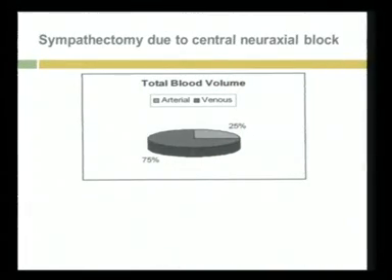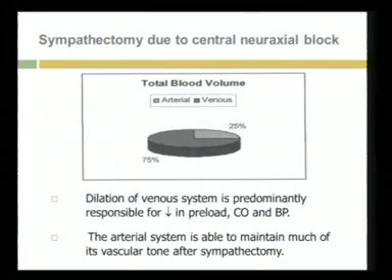Now, the second thought which was provoked was that, as we know, 75% of blood is on the venous side and 25% is on the arterial side. It was proposed that it is the dilation of the venous system predominantly, leading to decreased preload and cardiac output, thereby reducing BP after the central neuraxial block. And it was proposed that the arterial system is able to maintain much of its vascular tone despite sympathectomy, because it has a more aggressive local reflex system, and perhaps it is not responsible much for the hypotension after sympathectomy.